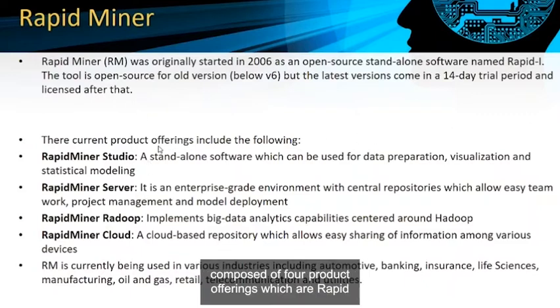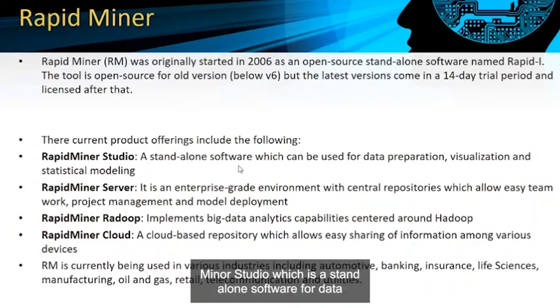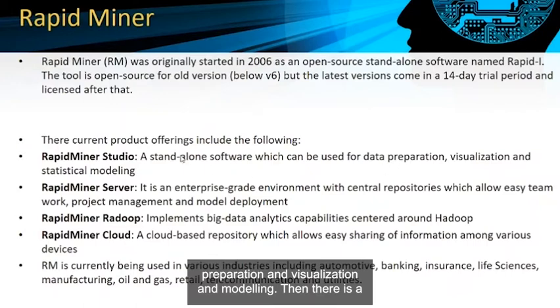It is composed of 4 product offerings, which are RapidMiner Studio, which is a standalone software for data preparation and visualization and modeling. Then there's a server type environment in which you have clients and administrative servers. Then you have RapidMiner Radoop, which takes care of the big data analytics. And then you have RapidMiner Cloud, in which you have a cloud-based repository which allows easy sharing of information among various devices. So this tool is very widely used in automotive, banking, insurance, oil and gas, retail, telecommunication, and utility industries.